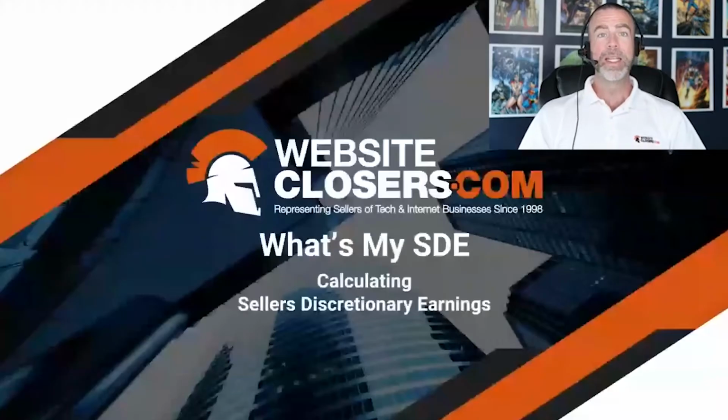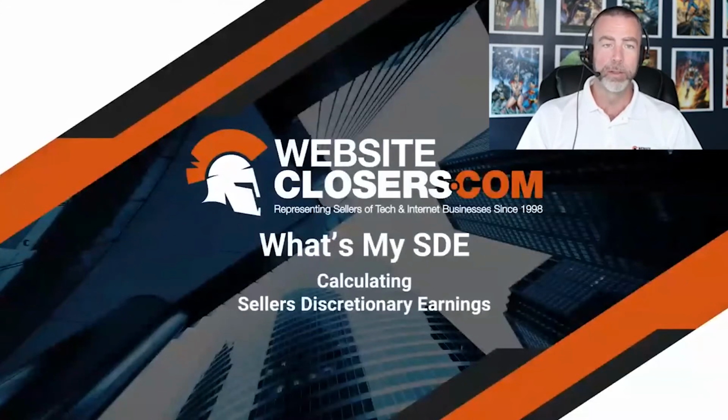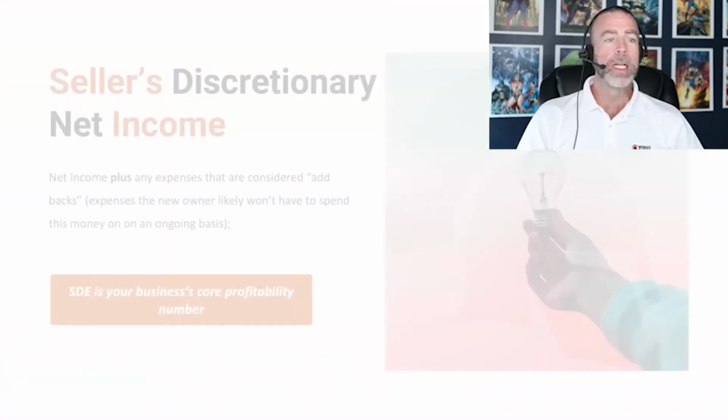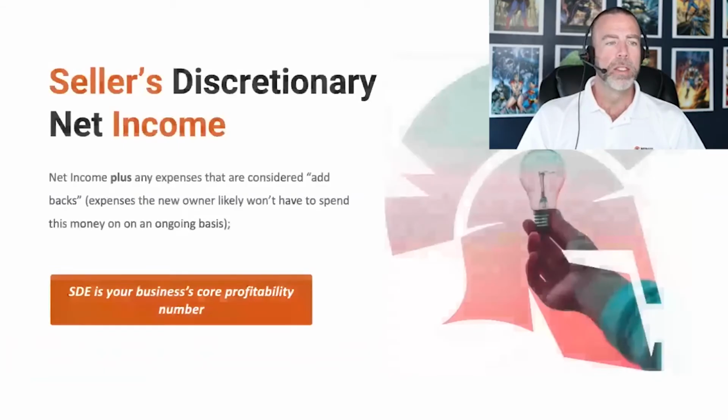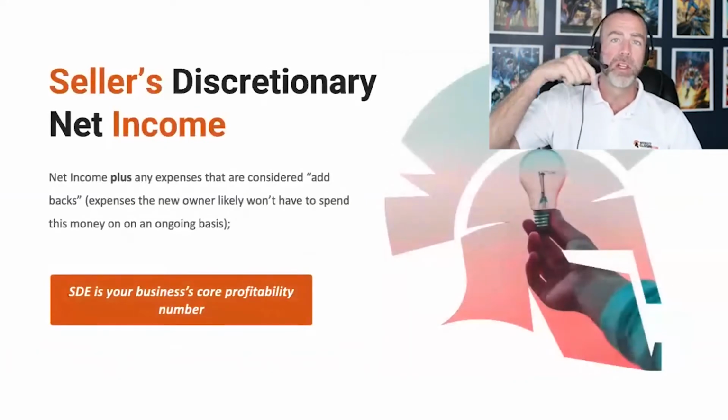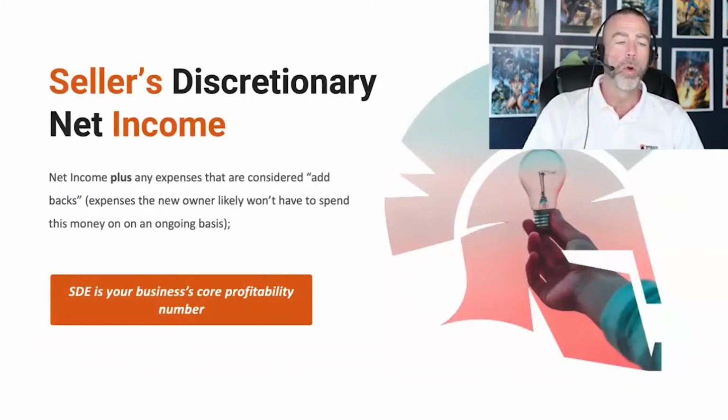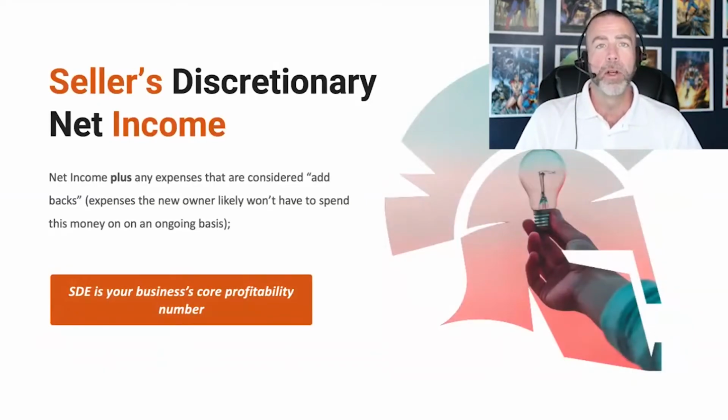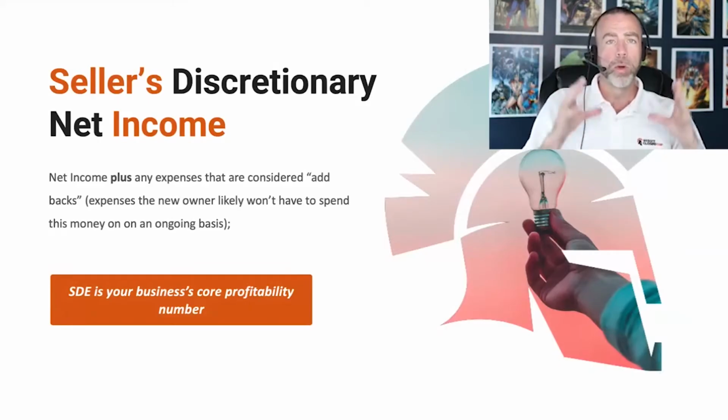What's my SDE, you might be asking yourself? Well, we're going to calculate your seller's discretionary earnings. Your seller's discretionary income is all of your net income plus any expenses that are considered add backs. And we'll get into add backs in a second. I've actually got a whole video about add backs. If you click on the link below or the card up in the corner, it'll take you to the add back video. There's a lot of details that we get into in that, my buddy Isaac and I, and we'll cover that over there. But for this, we're going to keep it short.